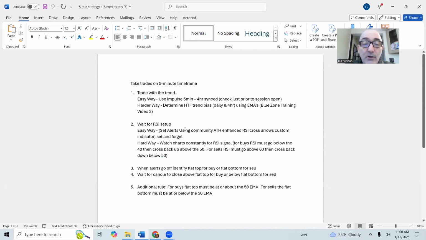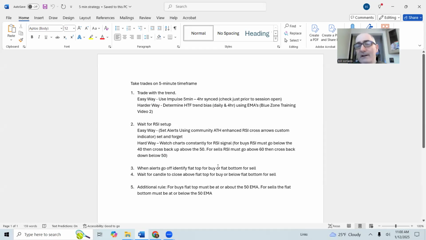You then wait for our RSI setup. The easy way is using our alerts, using the community ATH Enhanced RSI Cross Arrows Custom Indicator. Again, this allows you to set alerts, to walk away from your charts, and once you get an alert that goes off, then you come back to your chart and you have something to do. Otherwise, you can go about your day. You can do whatever you have to do around the house, watch TV, watch football, whatever you want to do.